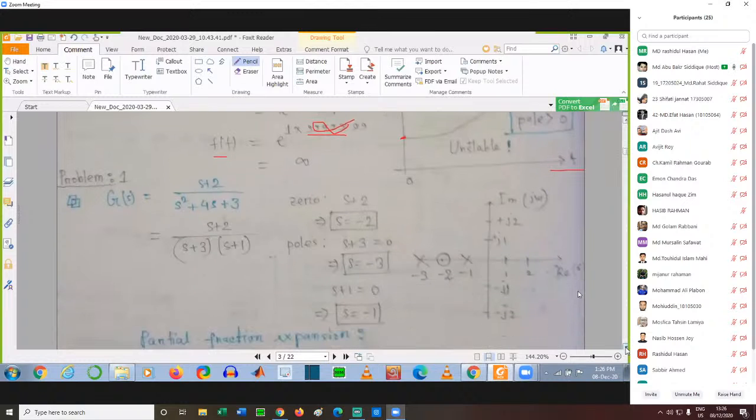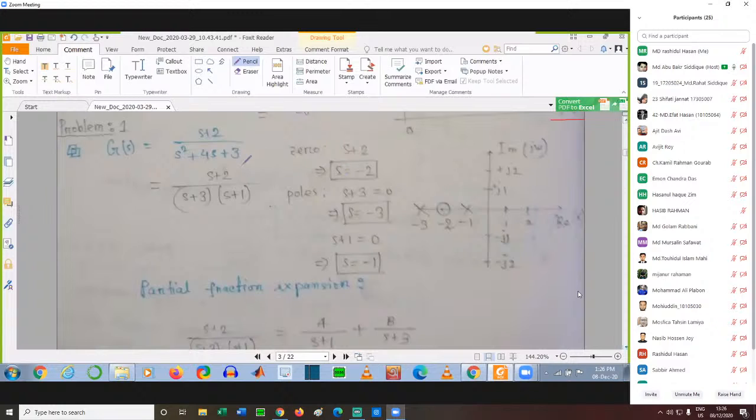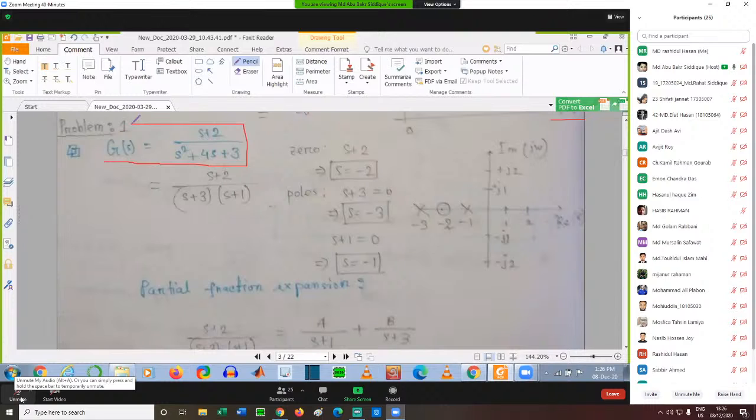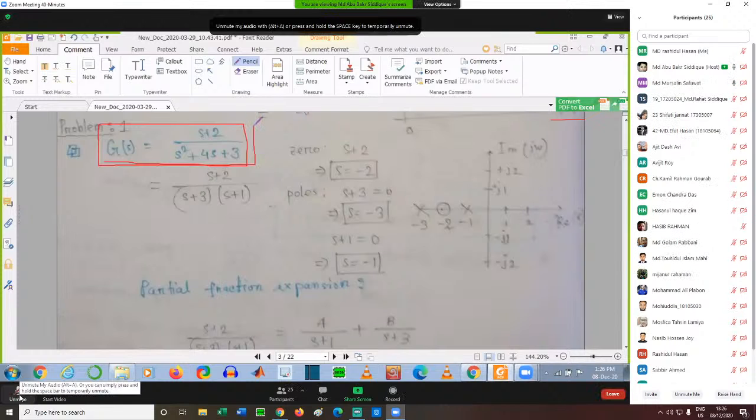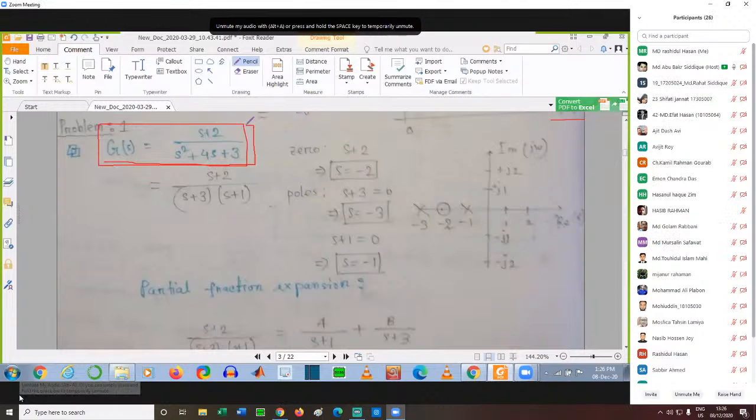So now let's solve a problem related to that. That is our first problem, and we have something here. What is this? G(s) equals (s plus 2) by (s square plus 4s plus 3). What is this? It is the transfer function, sir. Yes, it is the transfer function of a system. You solve a system, and after solving, you got this transfer function. The transfer function equals output by input, and it is represented by G(s). So that is the transfer function of a system.